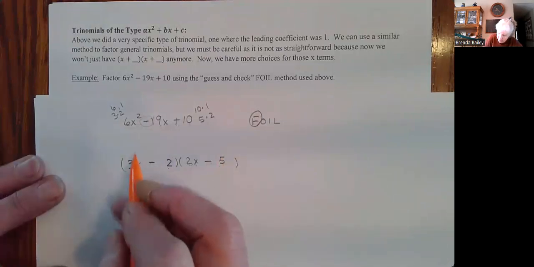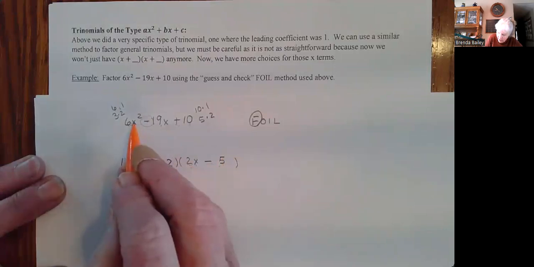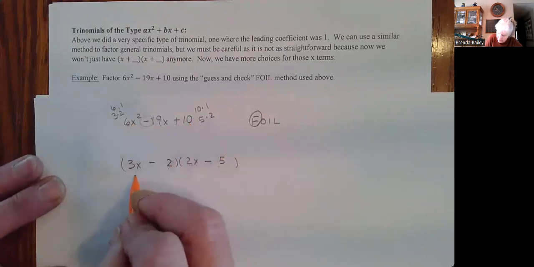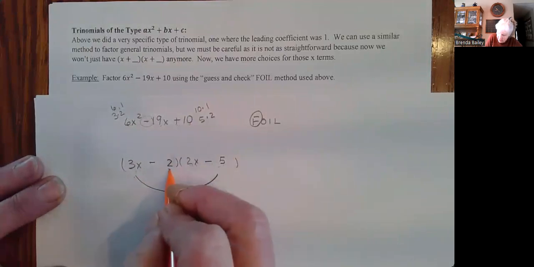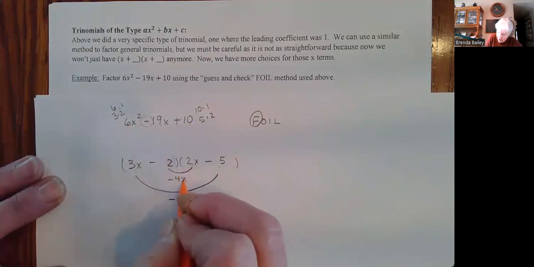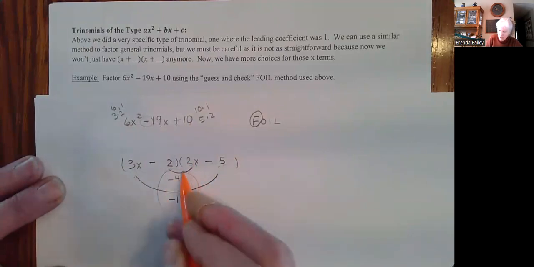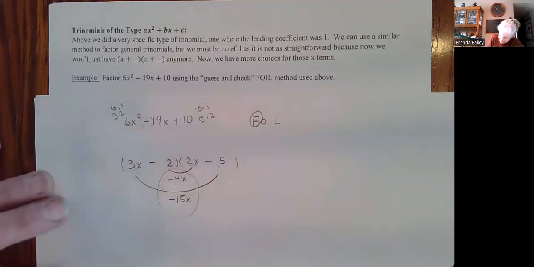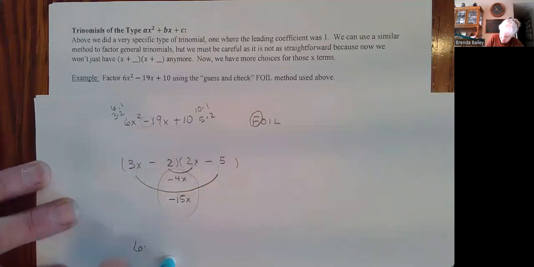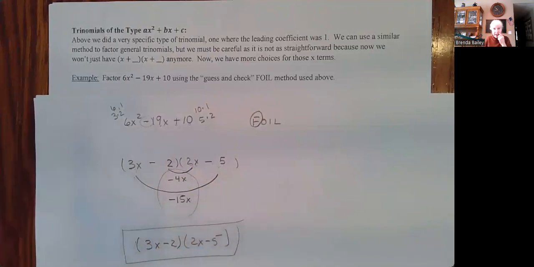We set it up. We know we get the first term by multiplying and the last term. Let's see, negative 15x, negative 4x when I multiply and multiply. Combining those, I do get my negative 19x. So you're done. I'm going to write this down. 3x minus 2, 2x minus 5. That's using the FOIL method, kind of the guess and check.